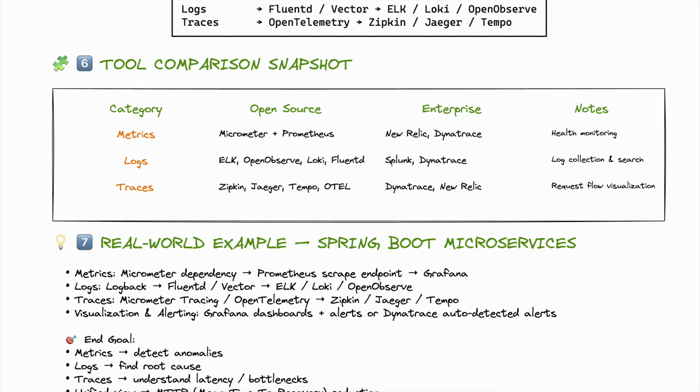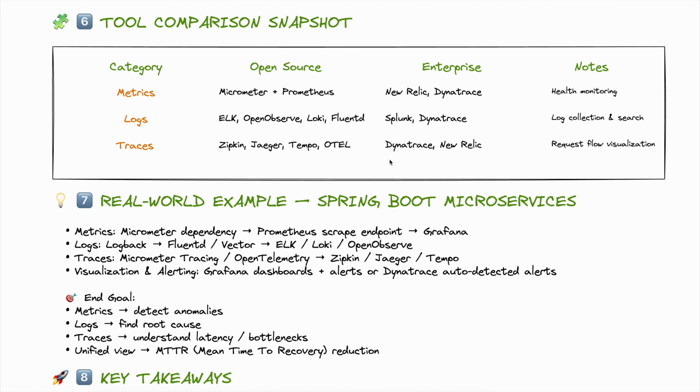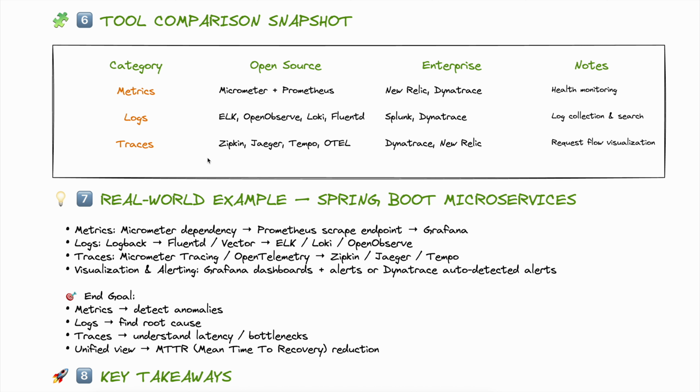So let's compare again one more time the tools that we have for metrics, logs, and traces, considering whether it's open source or enterprise. For open source, if we are building our application completely on open source tools, for the metrics we can use Micrometer and Prometheus. For the logs, we can use one of these tools, ELK or OpenObserve. And for the traces, we can use Zipkin, Jaeger. But for the enterprise, we can use New Relic or Dynatrace, which has all of these tools in place, right? It has the part that is used for the metrics, logs, and traces.